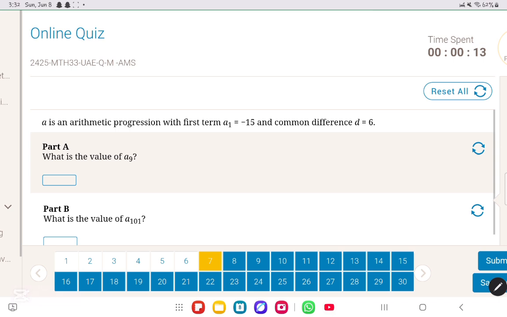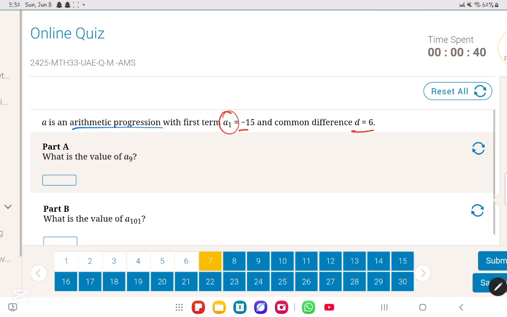Okay. A is an arithmetic progression with first term a1 equals minus 15, and common difference d is equal to 6. Okay, so first stop everything. First, is this an arithmetic or a geometric sequence? It's an arithmetic progression, or arithmetic sequence.